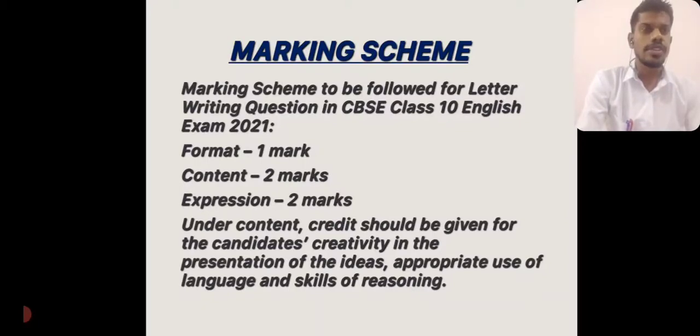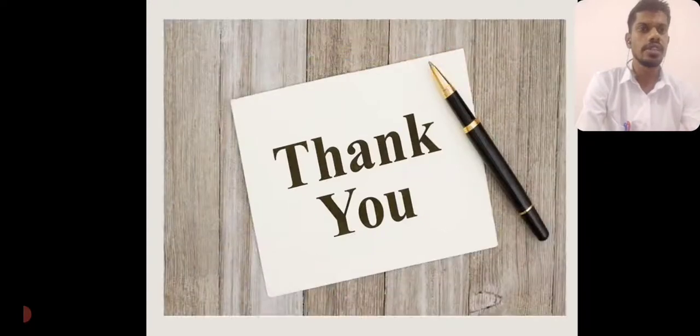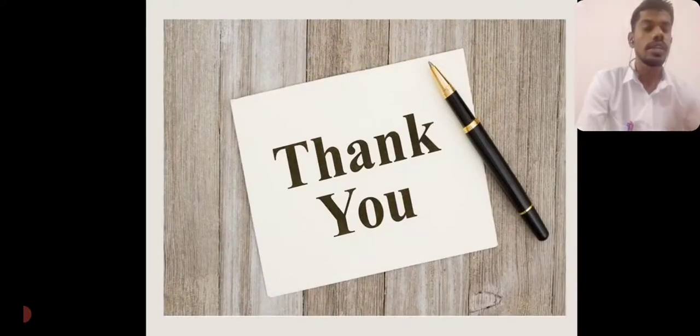So this is a 5 mark question, a letter to the editor, that we have seen. I hope you have understood the format of the letter to the editor, what a letter to the editor is, how to write it, and what things we have to keep in mind while we write a letter to the editor.